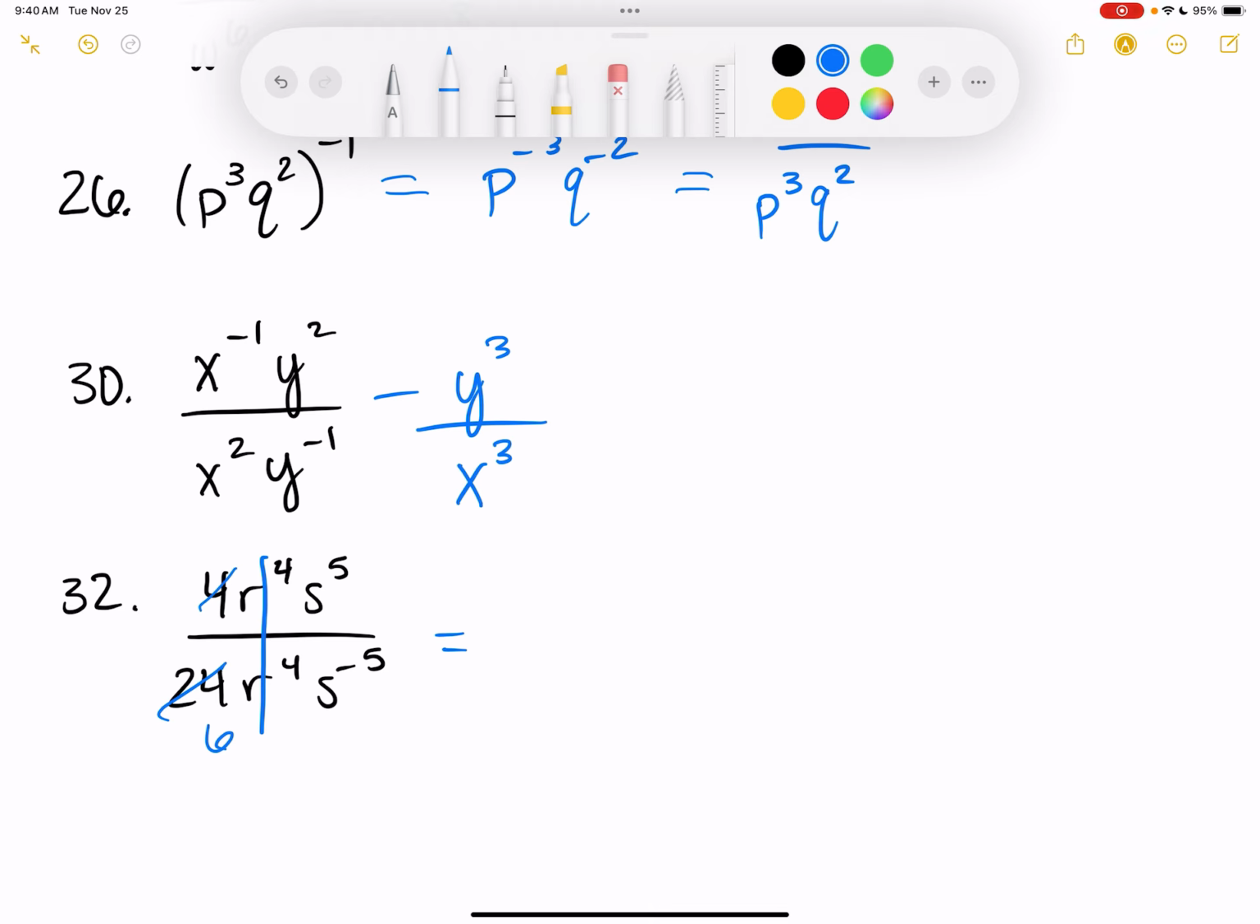And then what do I need to do with the s's? I have s to the 5th on top and s to the negative 5th on the bottom. Add the s to the top. Yep, add that one to the top, so we'd get s to the 10 over 6.